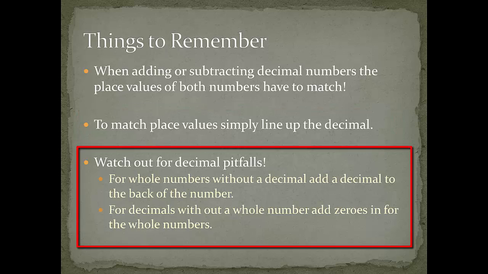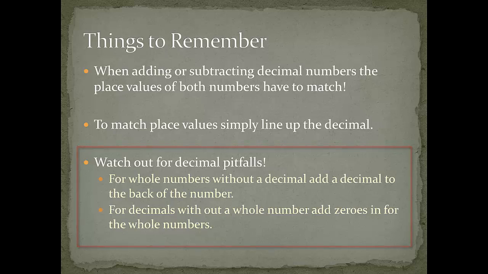And third, watch out for those decimal pitfalls. For whole numbers without a decimal, make sure you add a decimal to the back or to the right of the number, and zeros to match whatever decimal number you have. And for decimals without a whole number, you can add zeros to the left of the decimal in the whole number spots that will help you visually see where your decimals need to be lined up. I hope this short video will help you understand how to line up your decimals and line up your place values when adding and subtracting numbers.